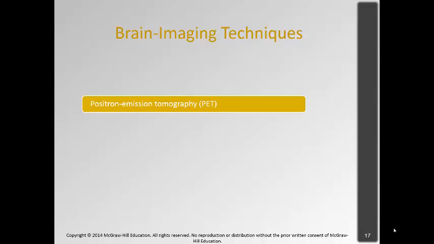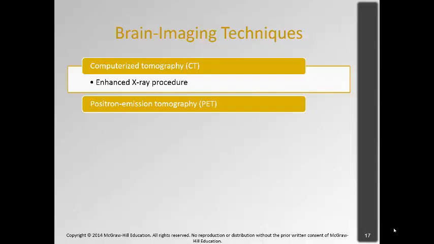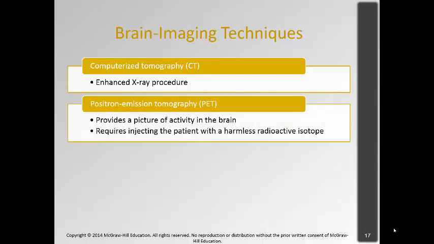We also have brain imaging techniques. These are used when there's suspected neurological damage. One of them is positron emission tomography. There's also CT scans, which is an enhanced X-ray procedure. PET scans produce a picture of the activity in the brain. So you inject somebody with a harmless radioactive isotope and you can see which areas of the brain light up. You've probably seen these on TV before.